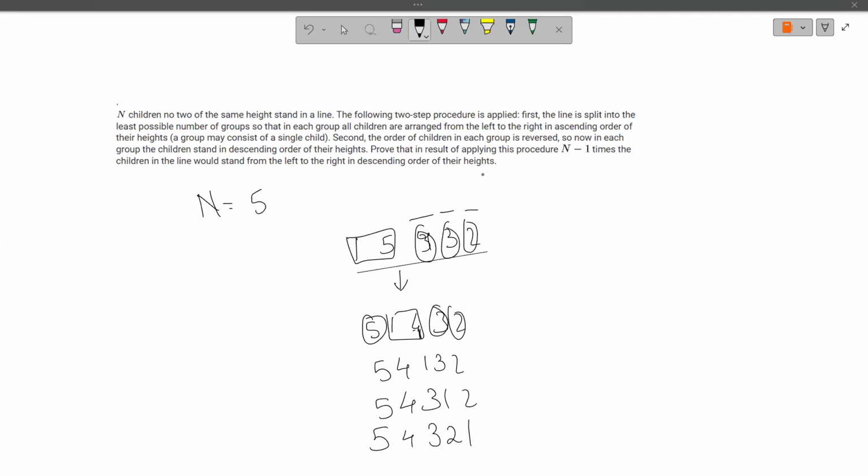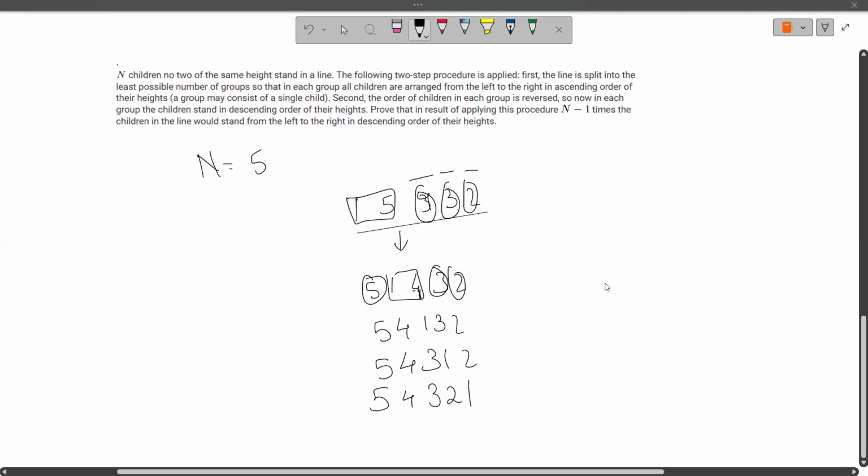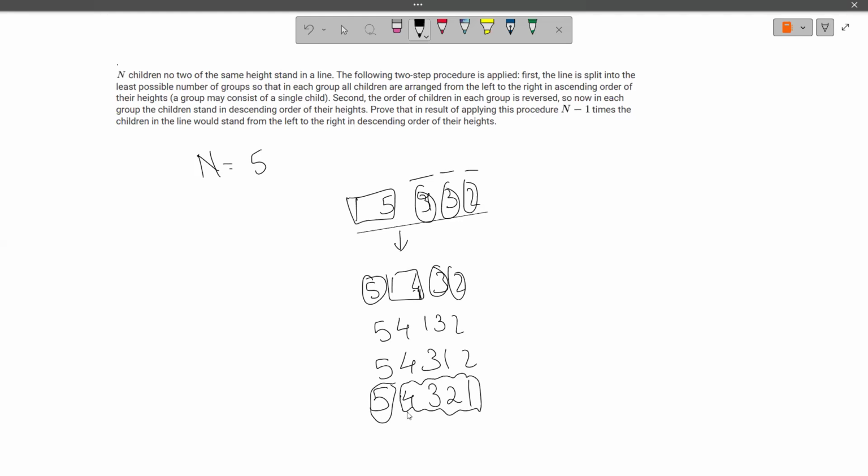Yeah, so at every move, the 5 moves toward the left by at least one position. So after n minus one moves, it's at the extreme left. Exactly. But in these n minus one moves, you have to show that the other elements get sorted as well. So 5 takes, I guess, four moves. Four takes three, three takes two, and two takes one.